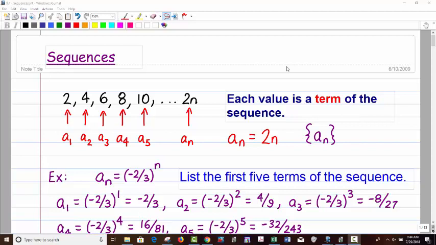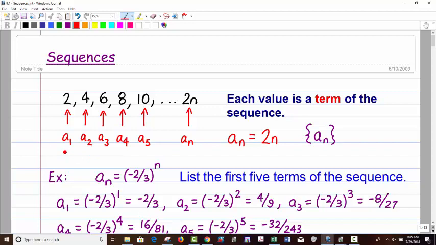I write a sequence. A list of terms, each value is a term, kind of a pattern here. So this is 2, 4, 6, 8, 10, so forth, so on. Each value is a term of the sequence, and then a sub n actually represents the formula that generates each term, if there is one.